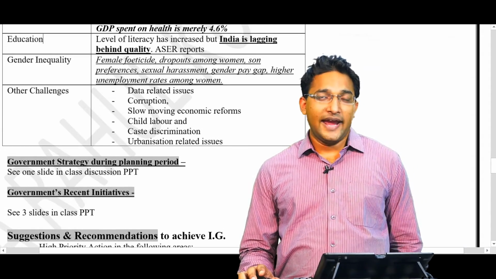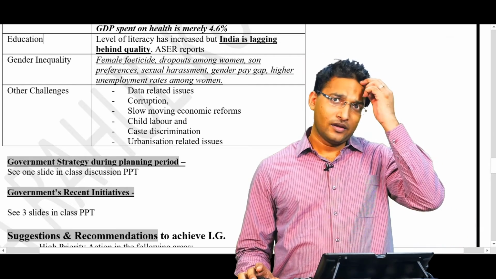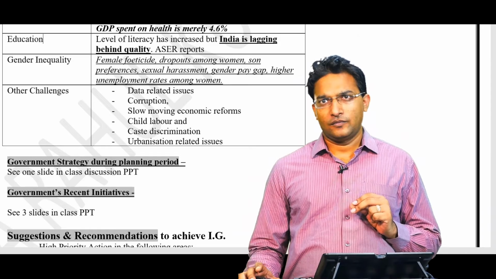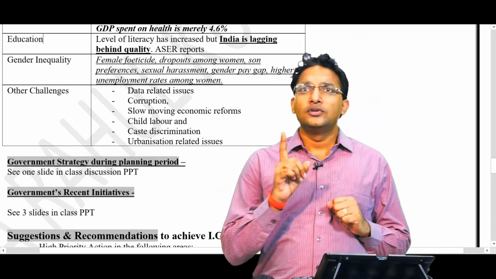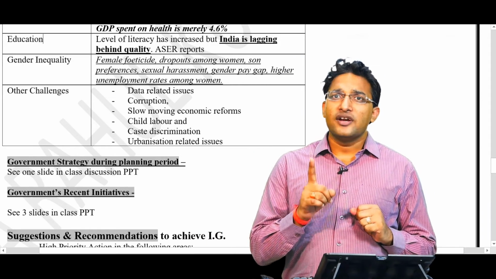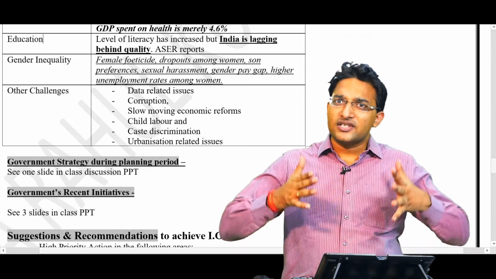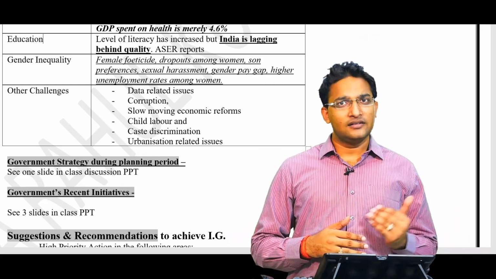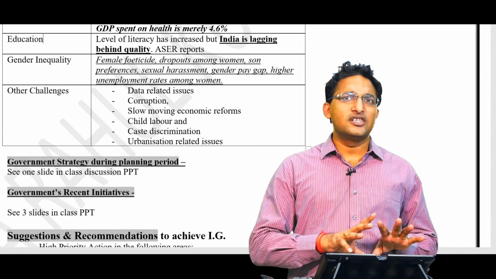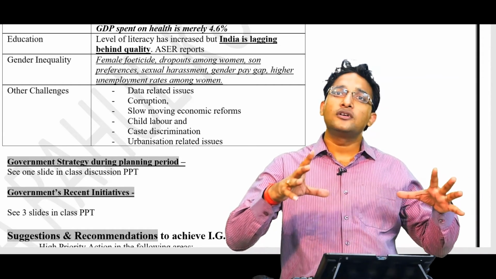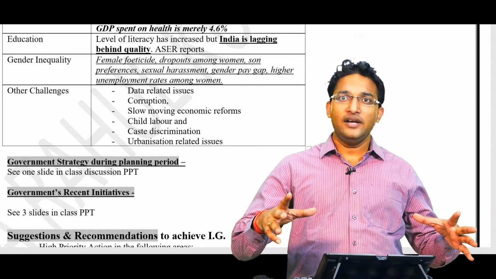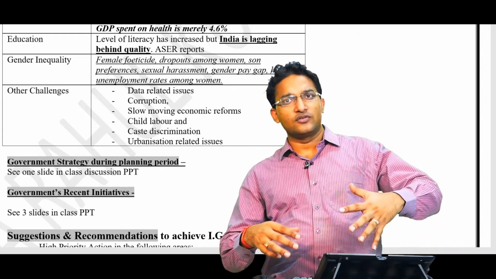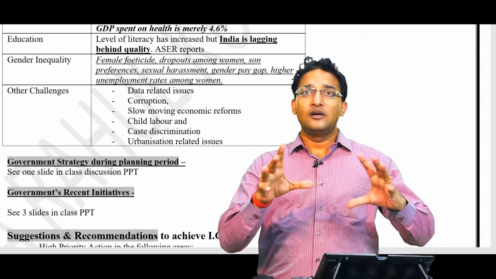So now let us see the suggestions and recommendations. And when we see the suggestions and recommendations, please think from two perspectives. One, how we can generate more resources, that is, how to fasten the growth. That is the first initiative. Second thing is how we can redistribute such resources in a much more productive way. Right? So how to fasten the growth and how to redistribute the growth. See from two perspectives, then you can write a better answer.